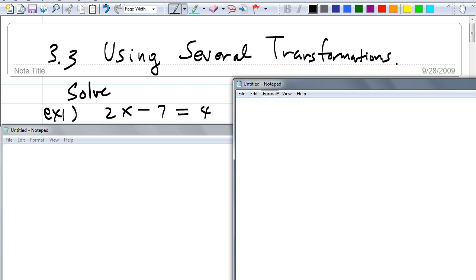Now, could I get rid of that 2 first if I wanted to? Yeah, I could do that. But is that the best way? No, I mean, you could do it. Why wouldn't getting rid of that 2 be the best way? Exactly. When you divide both sides by 2, you have to divide the whole left side. So this will be fine.